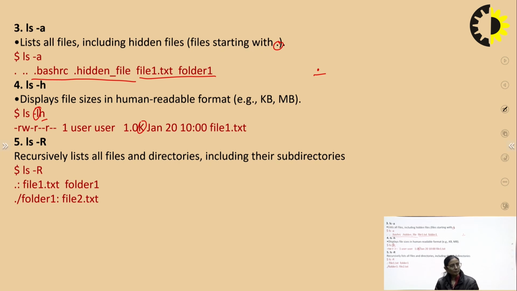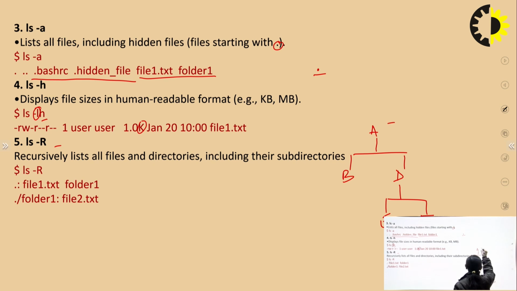Now another option with ls is R. Here R is in caps. What it will do is recursively list all files and directories, including their subdirectories. For instance, I have a directory A, then I have B, then I have D, here I have E, and suppose F, which has G and H.